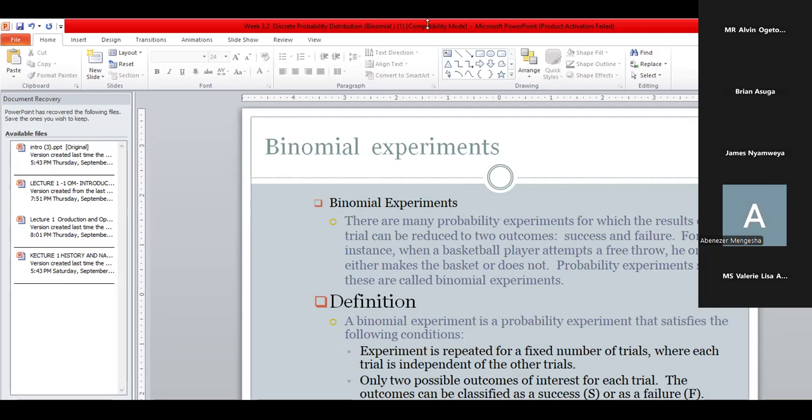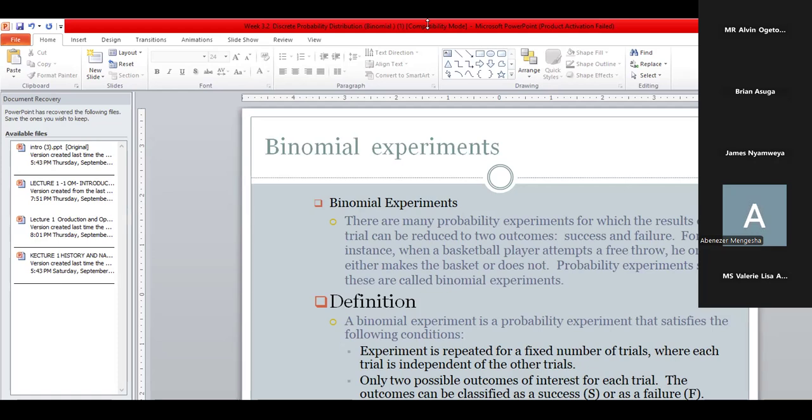It does not mean that when you have a girl in the first birth, you'll get a girl in the second birth. They are independent. They do not influence each other. So that is a critical property of an experiment that satisfies binomial requirements.